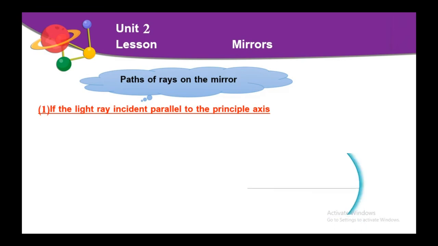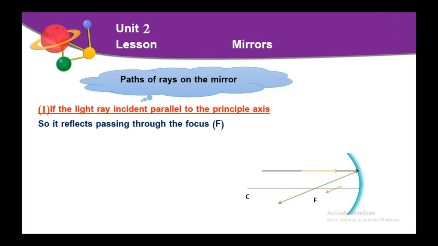A concave mirror. This is the principal axis. This point is called the focus. This point is called the center. The light falls parallel to the principal axis. What will happen to this light? It will reflect passing through the focus. When light falls parallel to the principal axis, it will reflect passing through the focus. Here the incident light ray will reflect passing through the focus. That is the first path of rays.